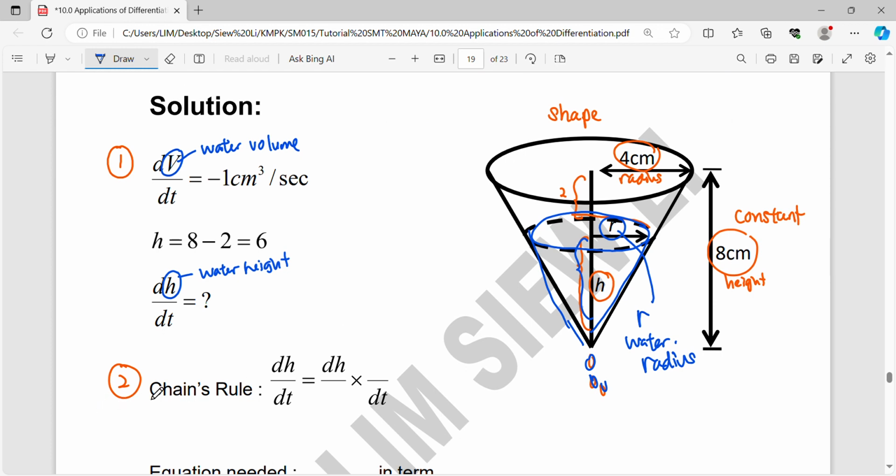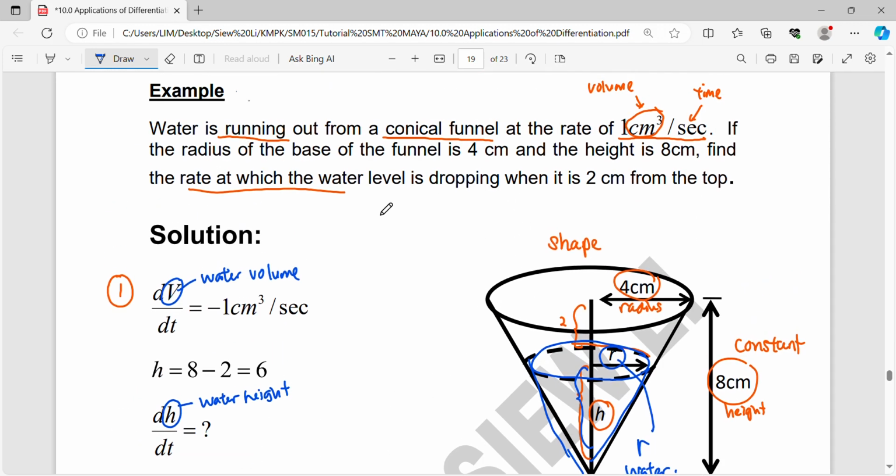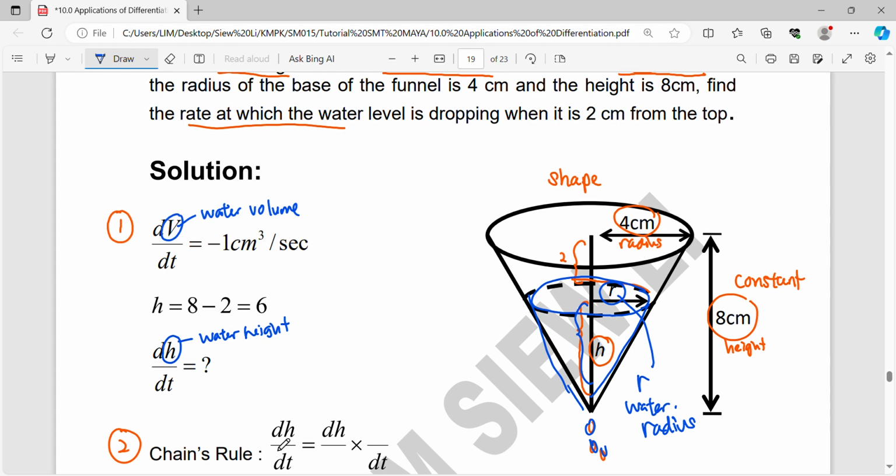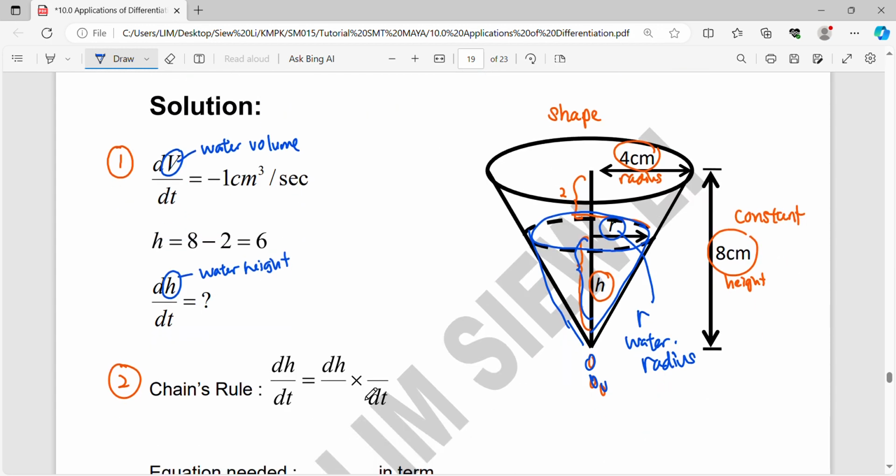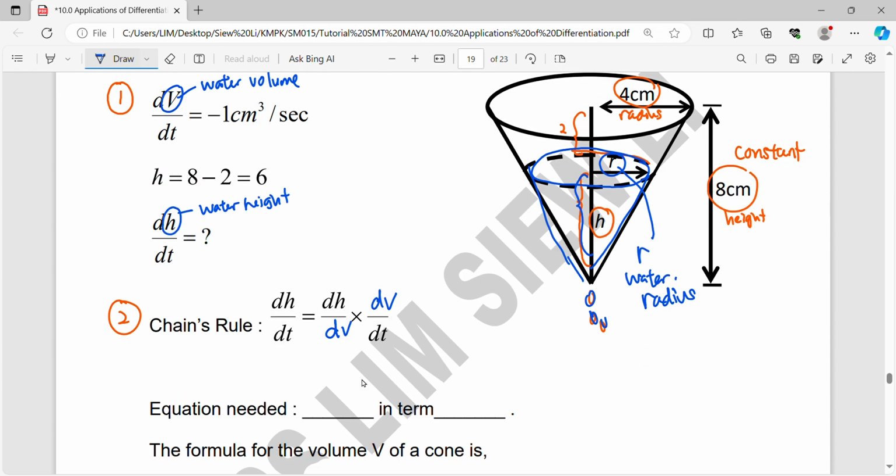So continue step 2. We have to determine what chain rule is needed here. So you can see we want to find the rate of change of your height, water height. So dH/dt equals dH. So what's the variable that we can link here? Look at our information. So the height of the water here can link with the volume of the water. So our chain rule can be formed: dH/dV times dV/dt. So that will be our step 2. Then we go to step 3.